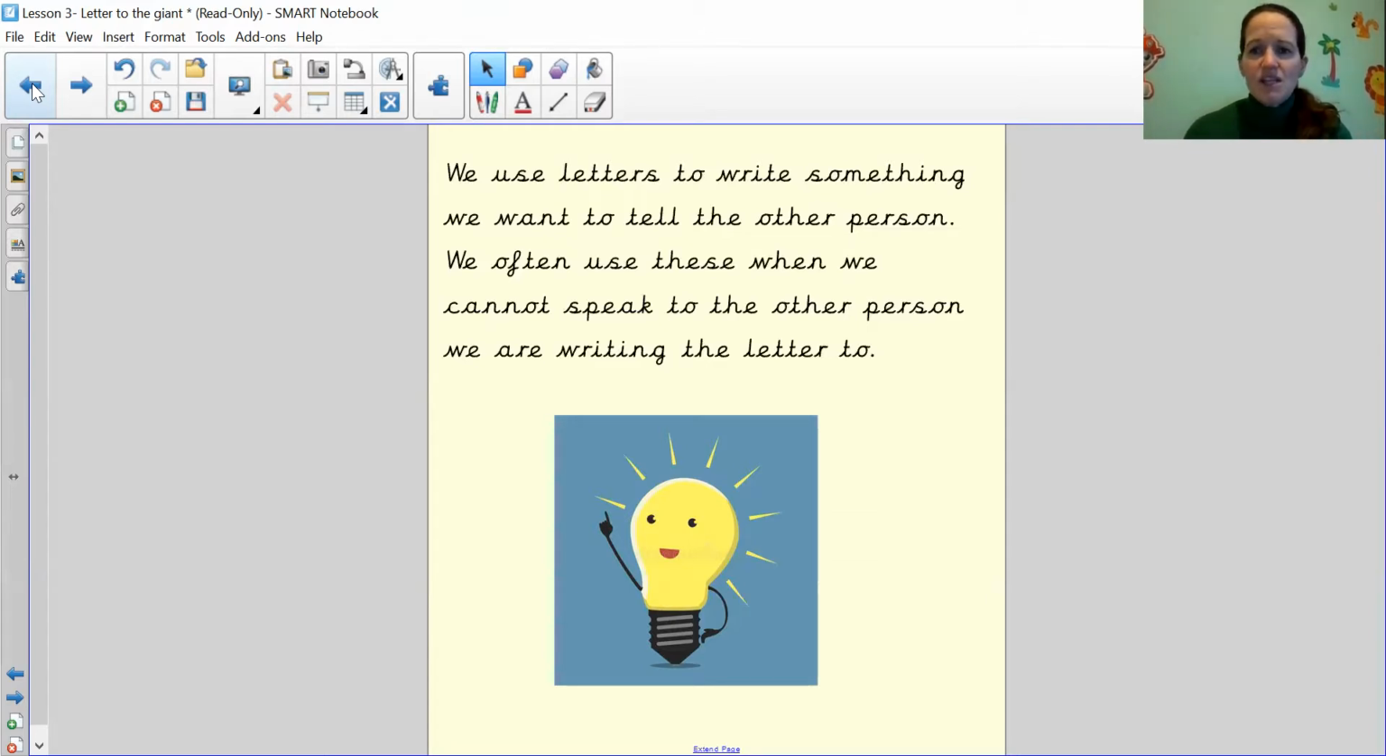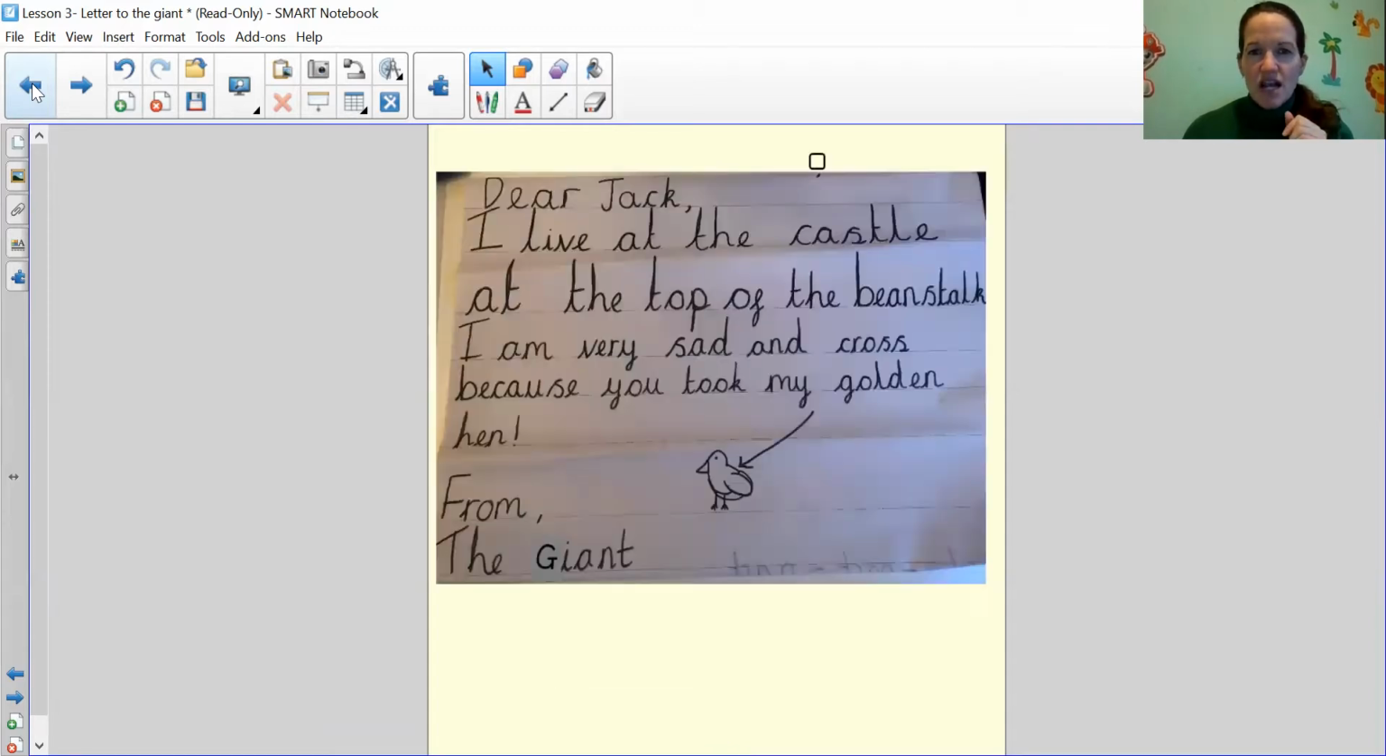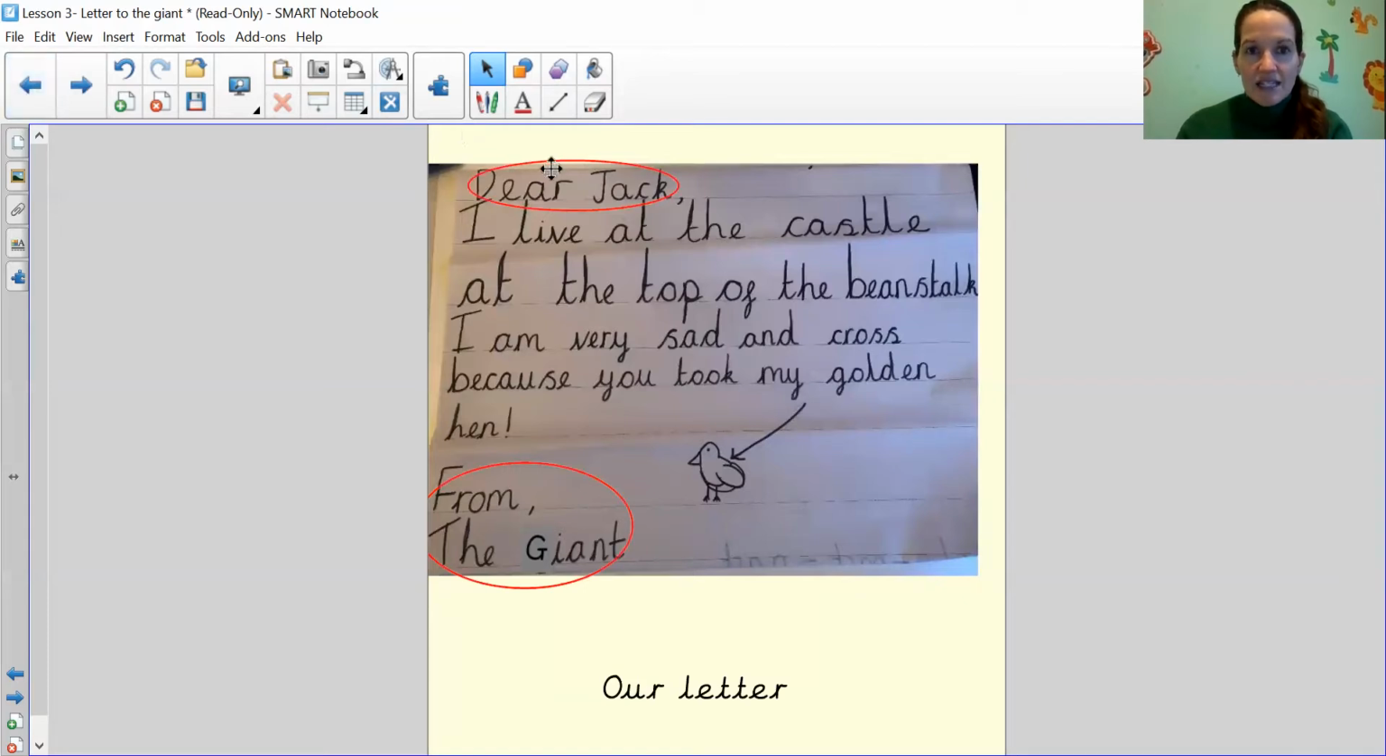So let's remember the features of a letter. So here we have our letter from the giant. What do we notice that's different about a letter that we need to make sure we remember compared to a story? What are the features here? Great work if you said, yes, it has dear at the top and it has from at the bottom. So those are one of the main things. We put dear, who the letter is for, and from, who is it from. Also, we don't write a story in the middle. We usually maybe ask questions, or we tell how we're feeling.